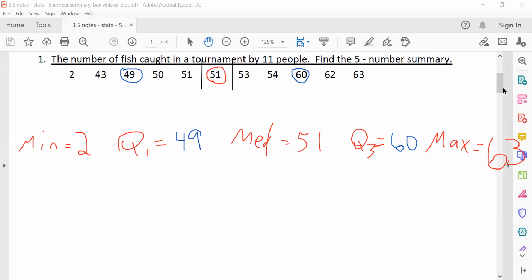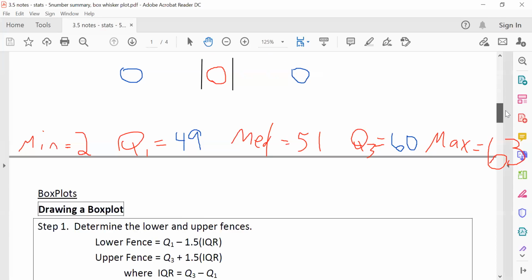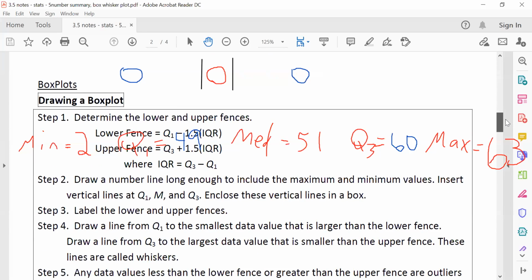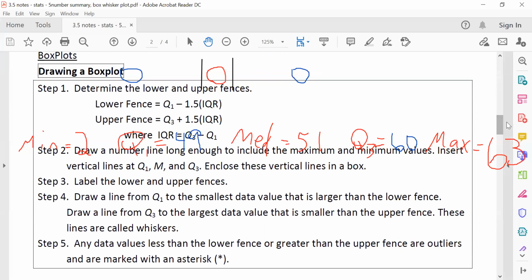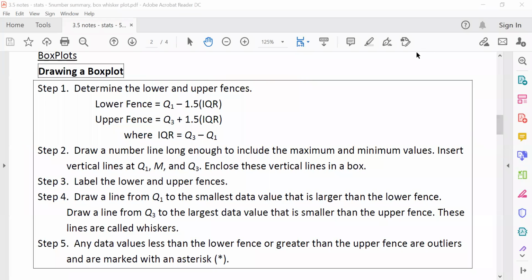So let's see if we can leave the 5-number summary up there. It's going to be ugly. So nope. Okay, so drawing a box plot. A box plot is going to be a visual representation of the 5-number summary. The box plot is sometimes also called a box and whisker plot.